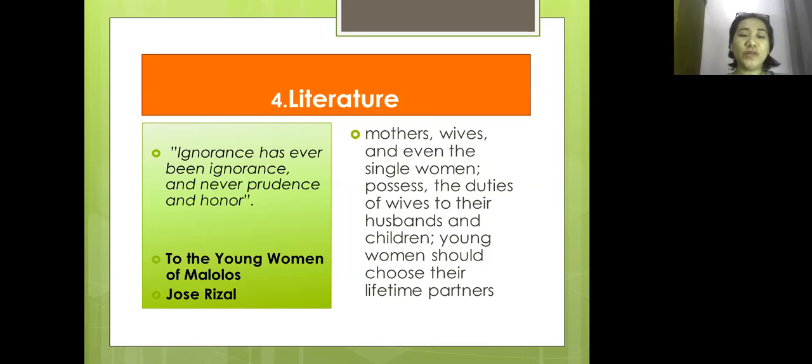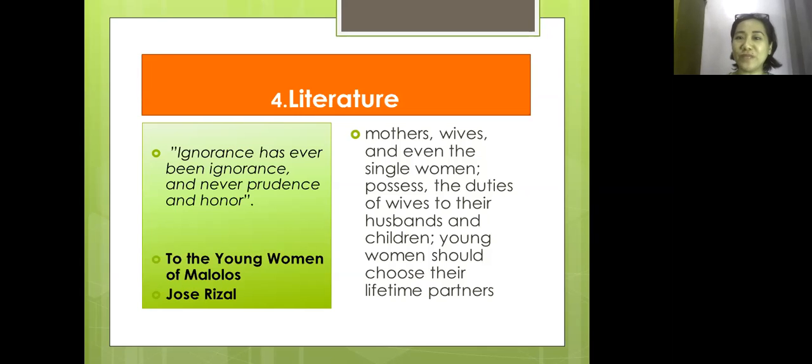So he wanted to point out in that letter that ignorance is never prudence and honor. So he admired the women of Malolos trying to educate themselves of their rights. And in that letter, the mothers, the wives, and even the single women were addressed, and to possess the duties and rights to their husbands and children. Young women should choose their lifetime partners. Young women should not be controlled by the parents when it comes to marrying somebody else.